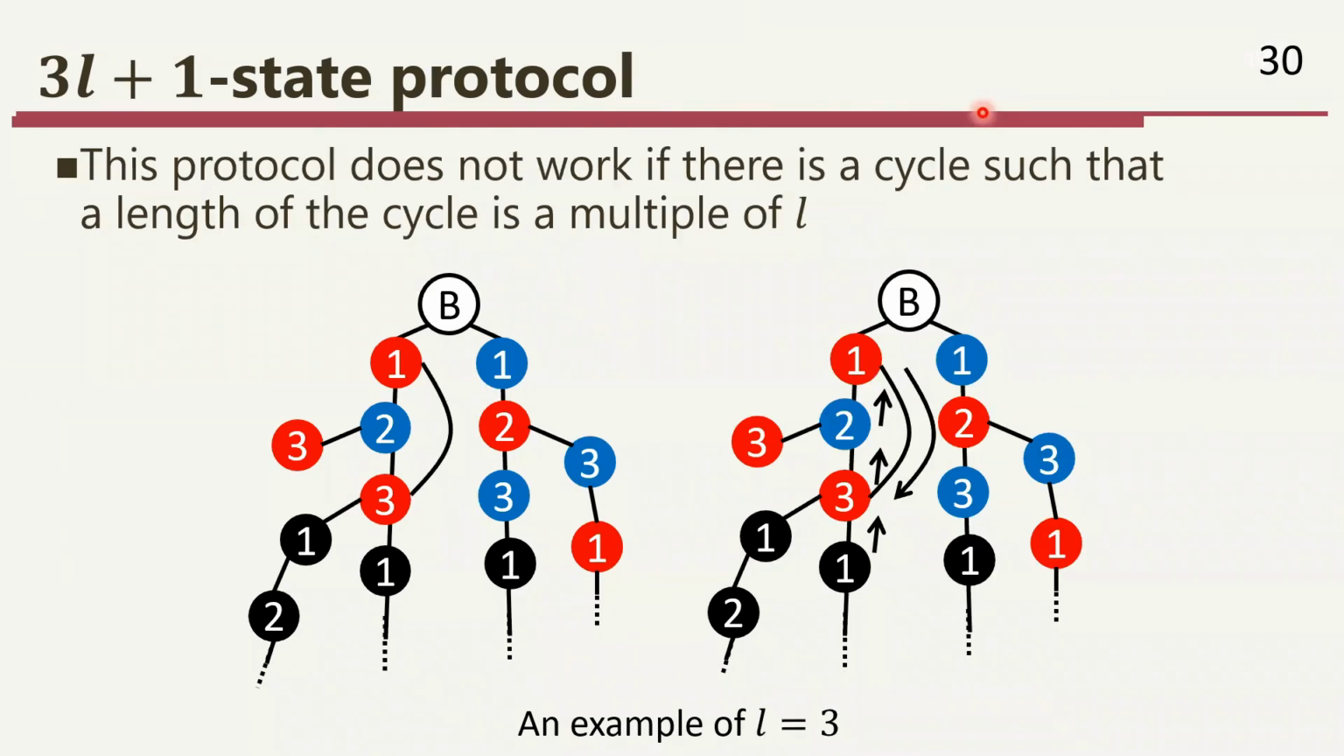However, if there is a cycle such that its length is a multiple of L, the protocol does not work. This is the example. Since black states can be carried from 1 to 3, some black states may keep moving repeatedly like this. And the base station cannot become aware of the black state.